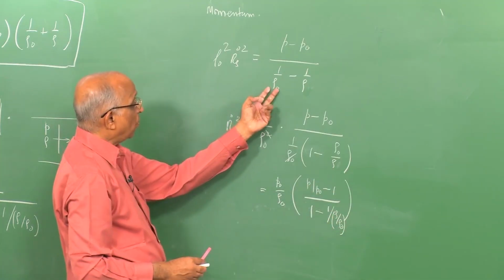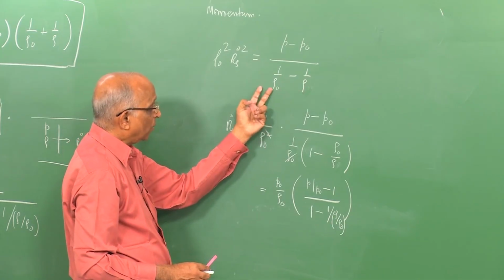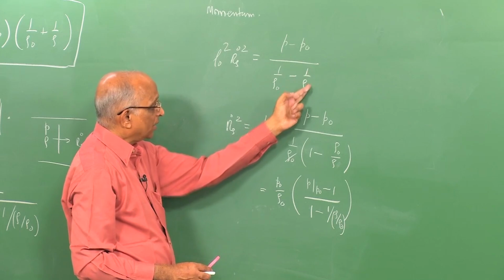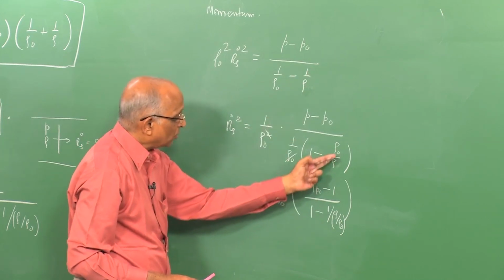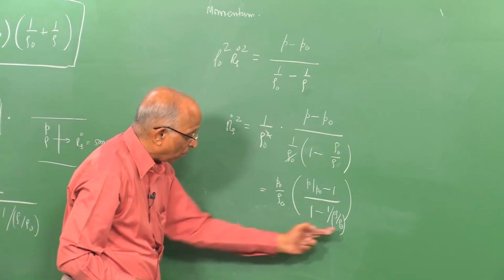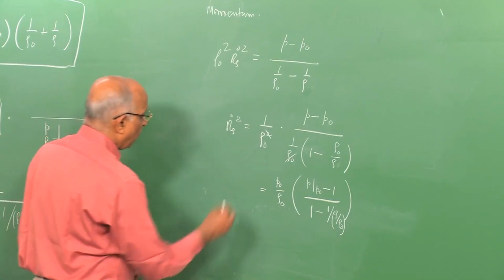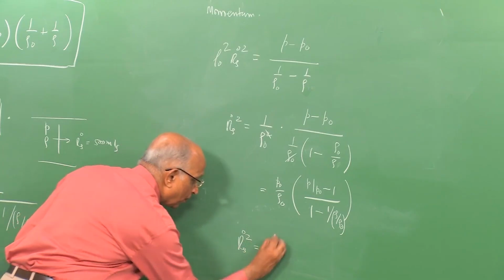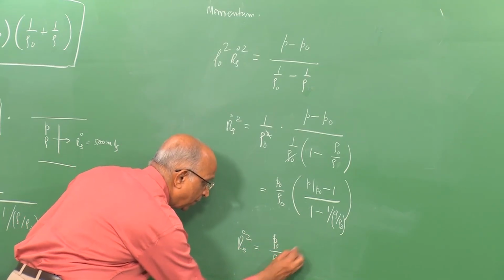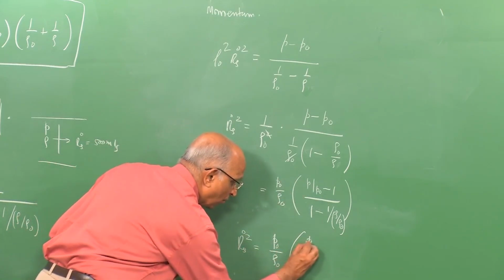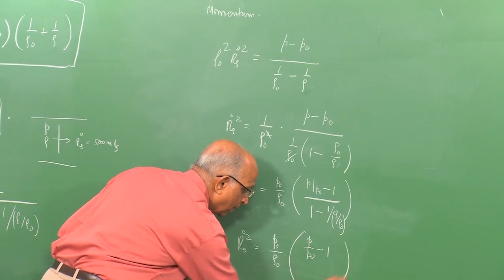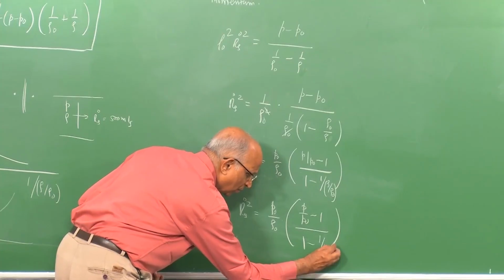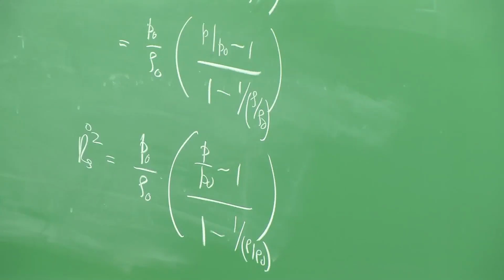Let us be very clear: 1 over rho 0 minus 1 over rho. I take rho 0 outside, so rho 0 comes in the bottom over here, and therefore I write 1 minus 1 over rho, minus rho 0. And therefore, what do I get? I get the value of Rs dot square equal to P 0 by rho 0 into this value of P by P 0 minus 1, divided by 1 minus 1 over rho by rho 0 in the denominator. What does this tell us?